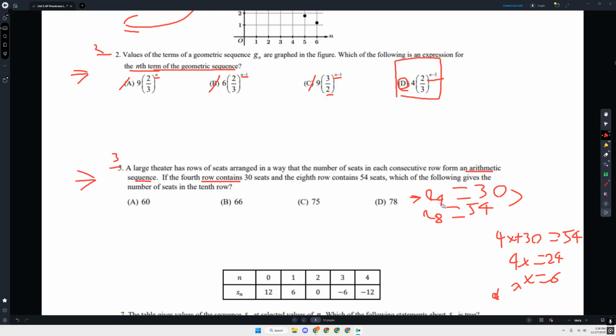And then from there, we're going to find a1. We're going to find a0 actually. So a0 would be 4 times 6, so 24. We're going to be subtracting that from a4 to find our initial term, so that would be 6. And then it would be a0 plus, and we're going to the 10th row, so it would be 10 times 6, which would be 66. Any questions about that?